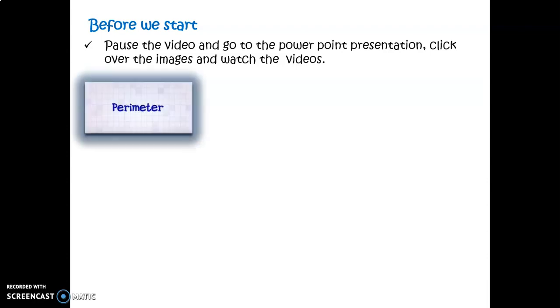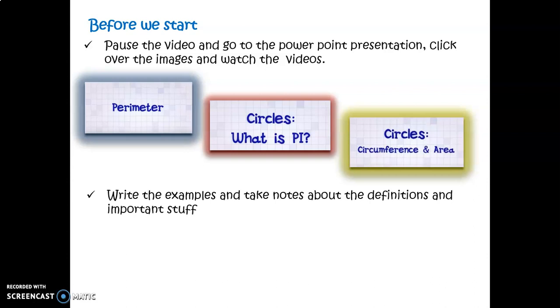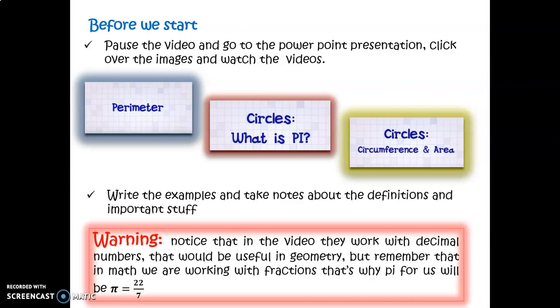But before we start, I want you to pause the video and go to the PowerPoint presentations that I sent to your email and click over these three images, where you are going to find an explanation about the perimeter, circles and what is pi, and circles and areas and perimeters of the circumference. I want you to write the examples and take notes about the definitions and important stuff.